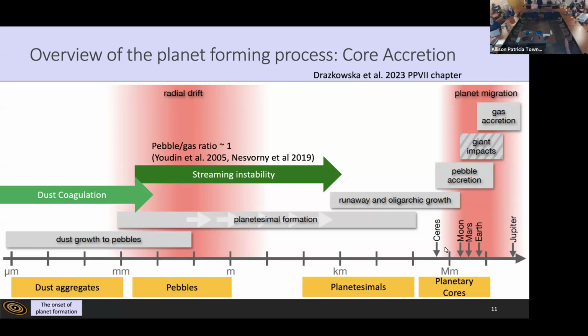To prevent this, people came up with ideas such as the streaming instability. If you have a pebble-to-gas ratio around 1, you can start to have streaming instabilities, and the localized collapse will form larger planetesimals around kilometer size. These planetesimals will continue to accrete the pebbles, and once they reach the pebble isolation mass, they will start to have runaway accretion of the gas. And eventually they will form gas giants.